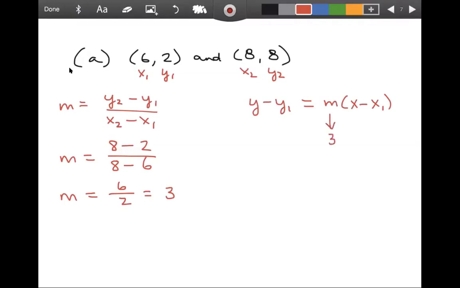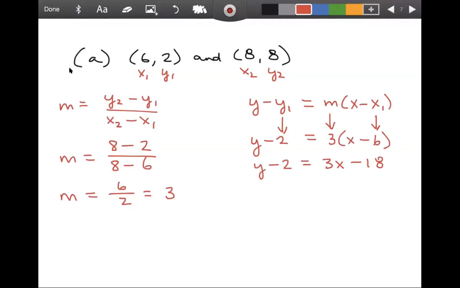Please note that you can use either one of these points, either 6, 2 or 8, 8, to fill in for x1, y1. I'll go ahead and use 6, 2. One nice way you could check your answer is try it again with 8, 8 and just make sure you get the same equation. All right, distributing the 3, we get y minus 2 equals 3x minus 18.